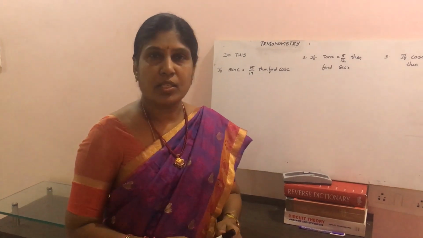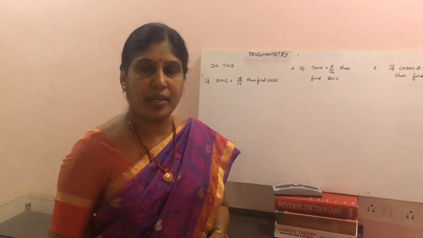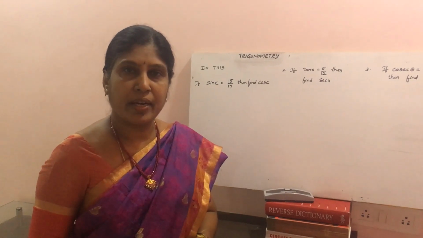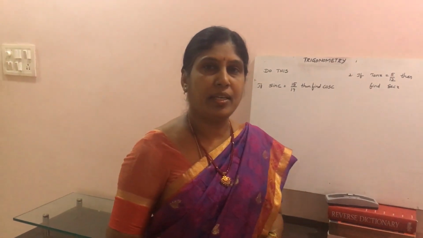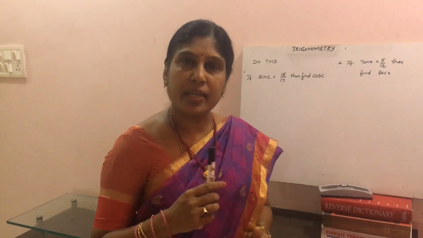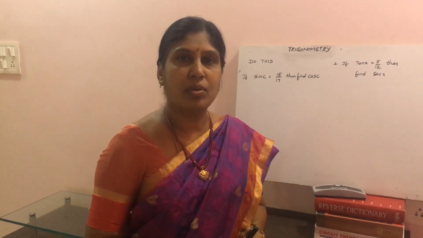In earlier classes, we have seen trigonometrical identities. What are the trigonometrical identities? First identity is sin square theta plus cos square theta is equal to 1. Second identity is sec square theta minus tan square theta is equal to 1. Third identity is cosec square theta minus cot square theta is equal to 1.